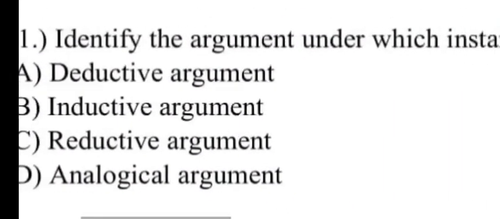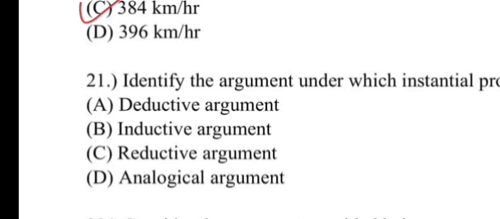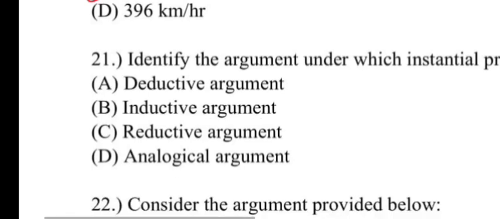Question 21, identify the argument under which instantial propositions are inferable from universal propositions. These are the options for you: deductive argument, inductive argument, reductive argument, analogical argument. Question 21, it will be deductive argument.